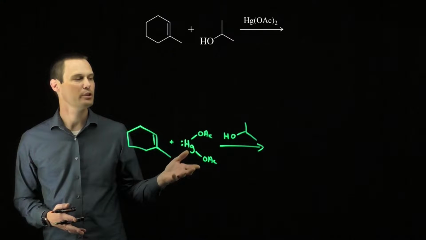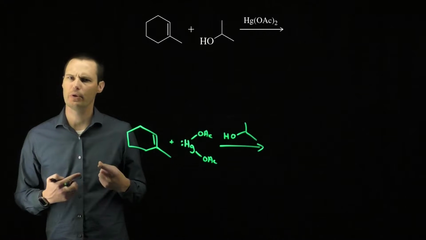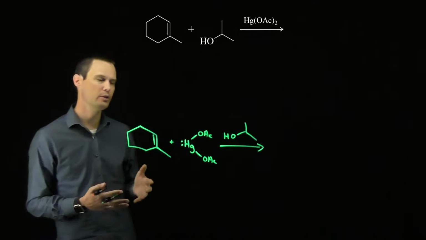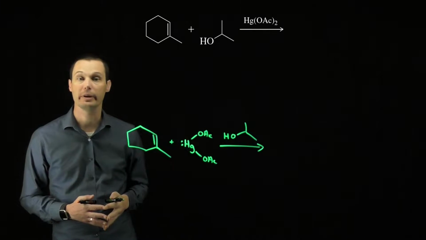This question asks us to predict the product and draw a mechanism for this alkoxymercuration reaction. Let's actually do those in reverse order. Let's do the mechanism first and then use that to predict the product. I've redrawn the reaction down here, rearranging the reagent slightly.